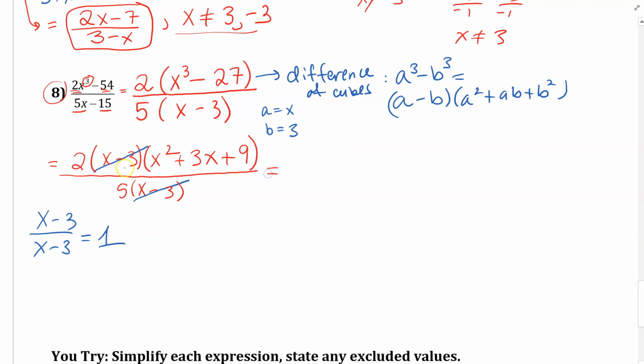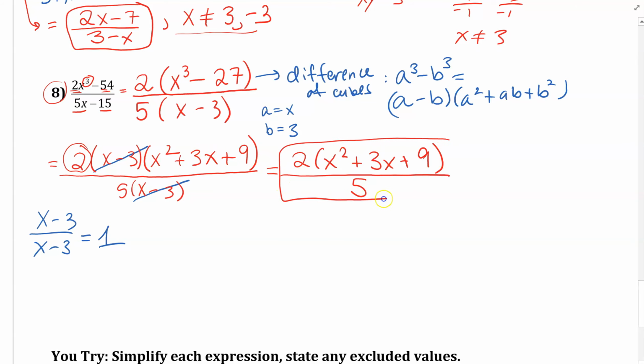So we can either leave them factored out or we can distribute the 2 back in, either way. But those numbers need to stay where they are. So the numerator is left with a 2, and then x squared plus 3x plus 9, and the denominator is left with a 5. So this is my simplest form of number 8. This is the simplified version of number 8.